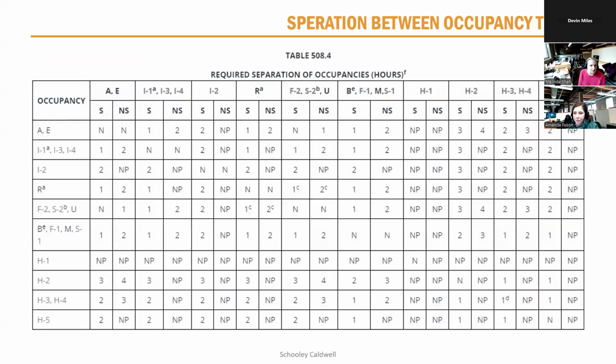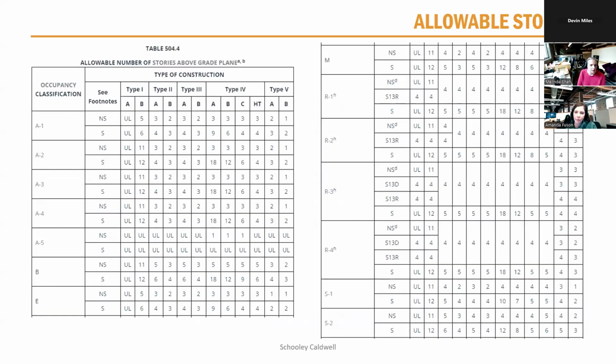So this is the chart that is in the building code. It's table 508.4, which is one we reference a lot. And this goes over all the different separations that you may need, depending on if it's sprinklered or not and what your different occupancy types are. There's another chart in section 504 that talks about how many stories your building can be.